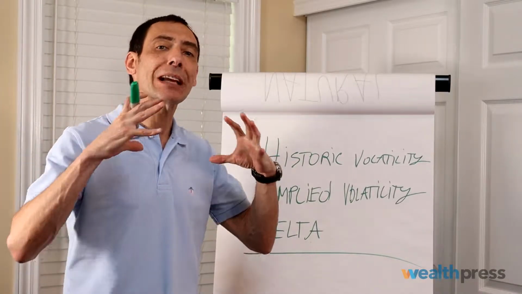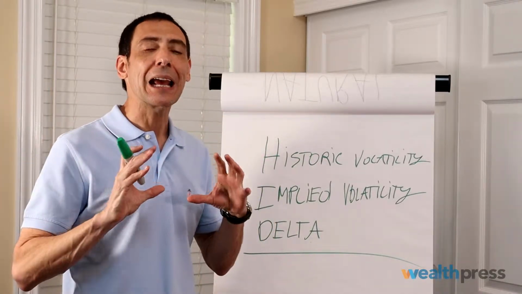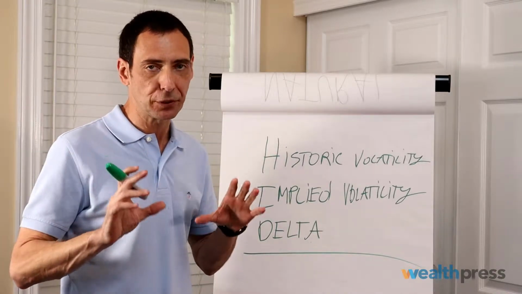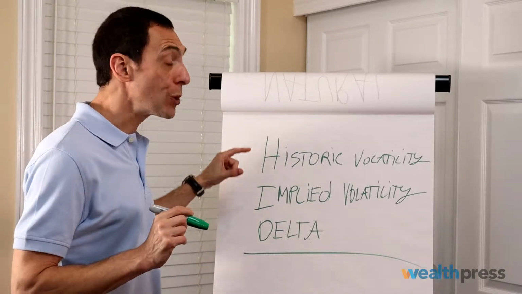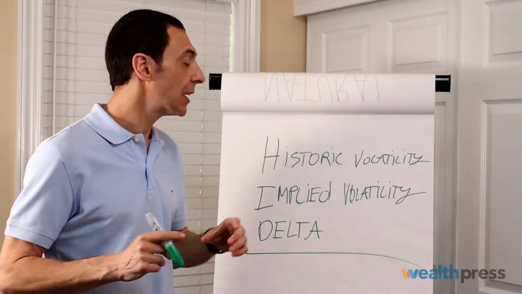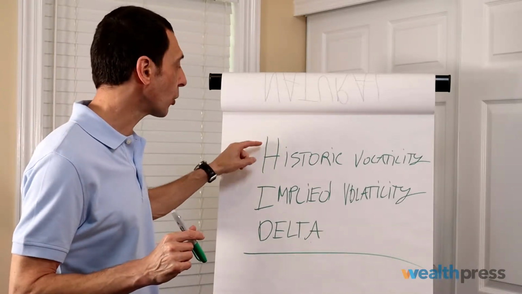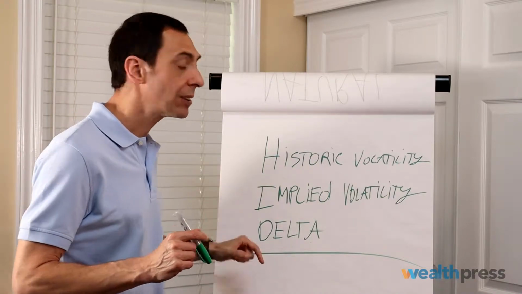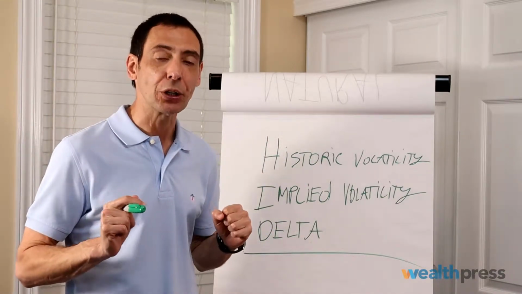I'm going to demystify for you three parts: historic volatility, implied volatility, and delta. I'll explain how they all work together, and I'll make it really simple for you to understand how to read all of this, the value in it, the importance of it, the relevance. So we're going to go through all three: historic volatility, implied volatility, and delta, and then I'll put it all together for you, all right?